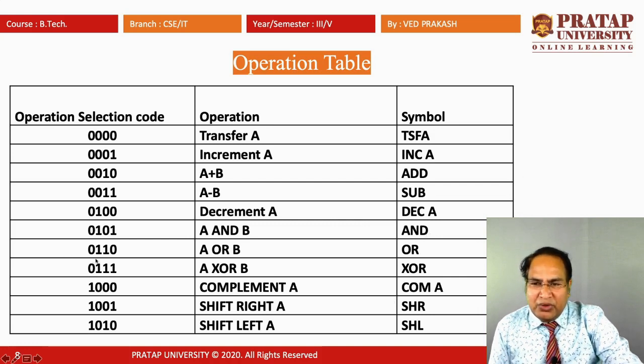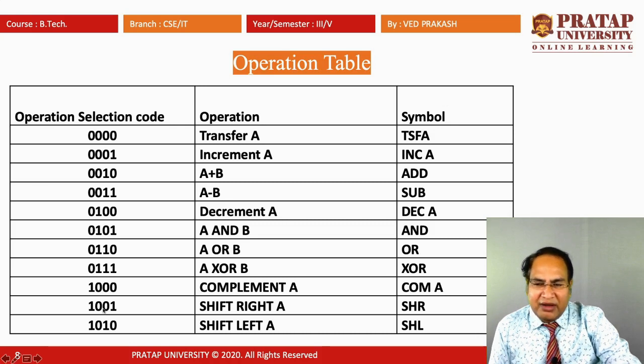If 0110 is used, then we have to perform the OR operation between the content of register A and B. If we take 0111, then we have to perform the XOR operation between the content of register A and B, abbreviated with the symbol XOR. If we take operation bits 1000, it means we have to take the complement of the contents of register A, denoted by COM A.